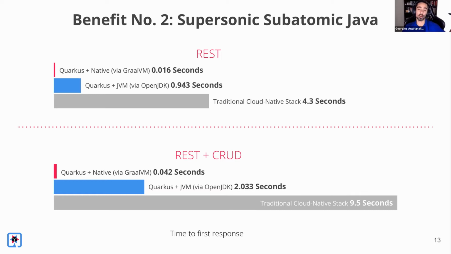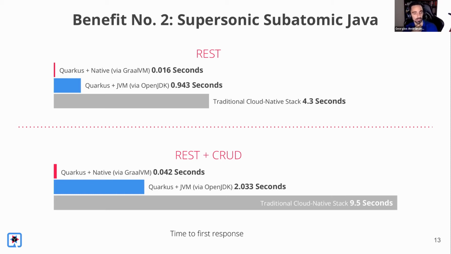So Quarkus in JVM mode, about a second, probably less. And if you take that down to the native binary, so with GraalVM, then we're talking tens of milliseconds. It's amazingly fast. And again, with the CRUD application, Quarkus will definitely start in less than 2 seconds. A traditional stack could take up to 10 seconds, maybe. But even with Quarkus and GraalVM, again, tens of milliseconds. So these are numbers that are really important.